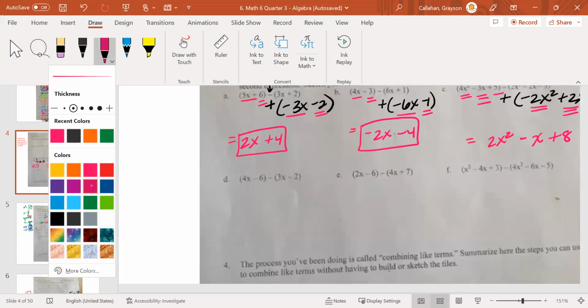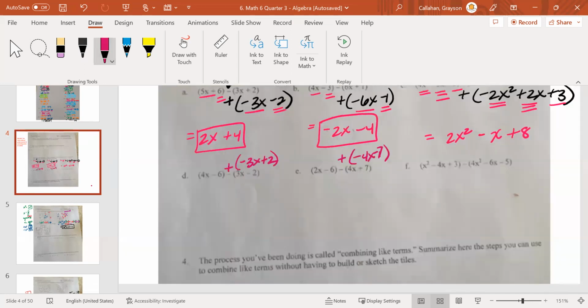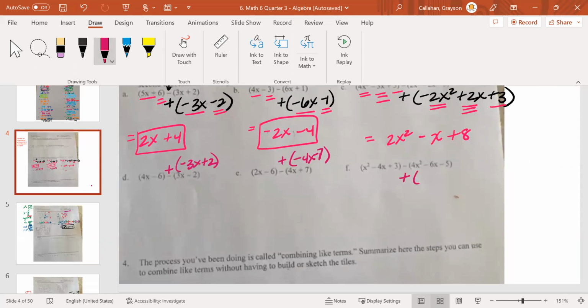Okay, when you have a negative, you change it to a positive. Second parenthesis, everything changes. That becomes a negative 3x. That becomes a positive 2. Do you see that? Okay, same thing over there. Change it to a positive. This becomes a negative 4x. That becomes a negative 7. Okay. For F, that changes to positive. This becomes a negative 4x squared plus 6x plus 5.